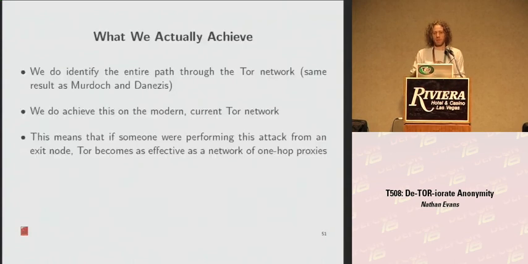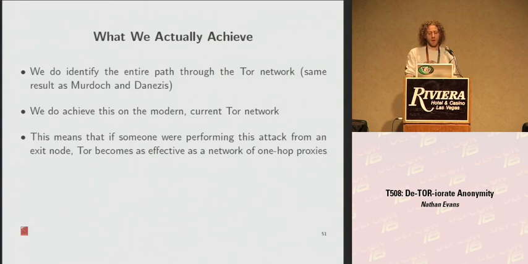So what exactly do we achieve with our attack? We're not de-anonymizing clients. That's not our attack. But just like Murdoch and Danezis did back in 2005, we're able to discover all of the 3 TOR routers that are used in the circuit, which reduces a user's anonymity basically to that of a one-hop proxy. Or if you're doing it on all of the routers, then it's a network of one-hop proxies. Unlike Murdoch and Danezis, though, our attack works on the current large-scale TOR network.